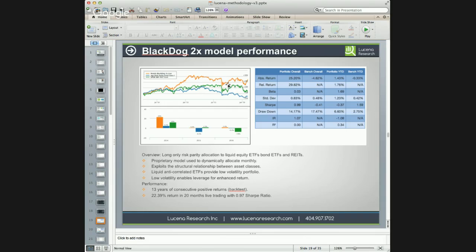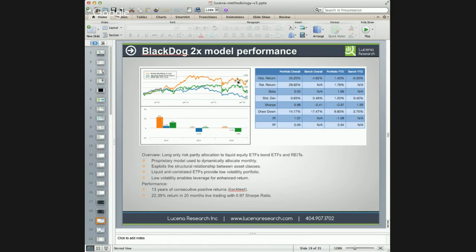As you can also see, though, 2015, it's hard to see here, but we were positive in 2015, but just barely. We outperformed competing risk parity funds. We very slightly underperformed the S&P 500 overall. On the other hand, our volatility was lower than the S&P 500, so at least that was good.